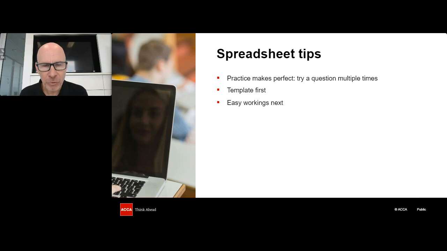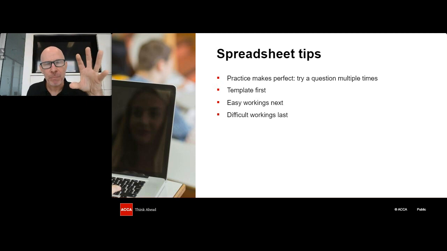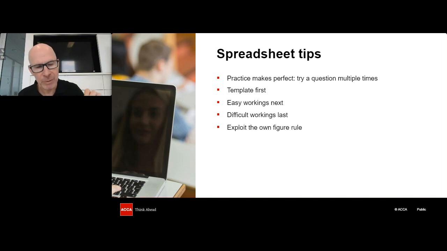Spreadsheet tips. Try the questions multiple times. Always lay out a template before you begin, okay? Lay out your work step by step. If you are doing a variance question, actual quantity, actual price, actual quantity, standard price, the difference is that variance. Lay it all out before you do anything. Now, you do not need perfection because they will be applying the own figure rule. Do the easiest workings first, most difficult workings last. If you run out of time, you did the easy things, and you ran out of time on the difficult part. Okay, so you can exploit the own figure rule.